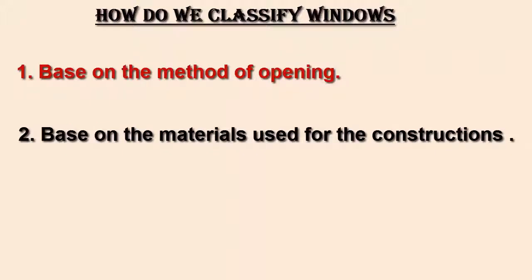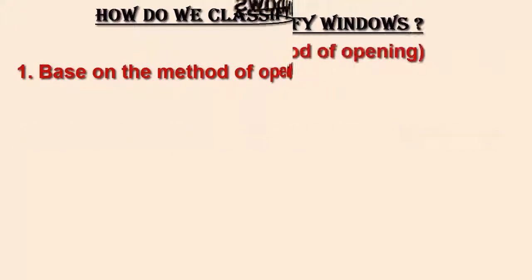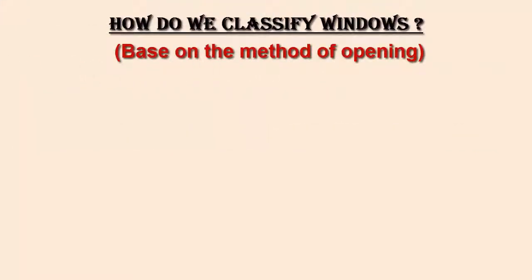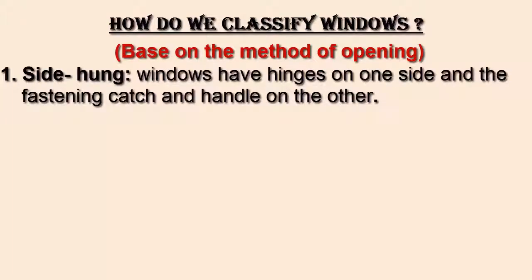In reality, we have different methods of opening a window. Windows are opened in different ways. There are ones that are openable, and there are some that are not openable. The openable ones we want to talk about today are: one, the side hung. The side what? The side hung. What is a side hung?